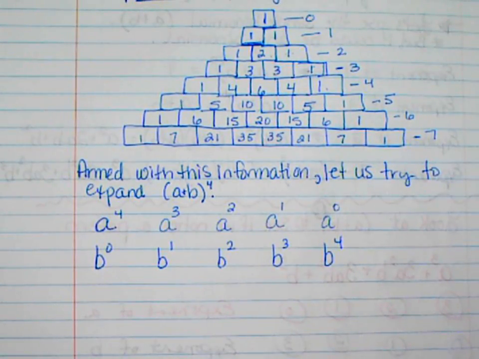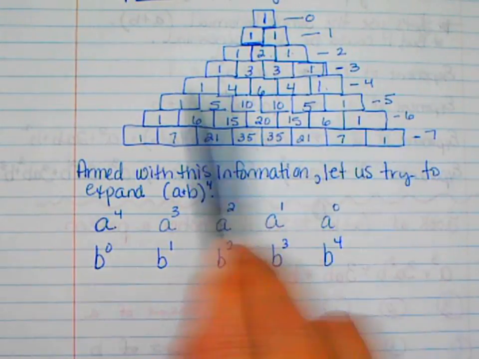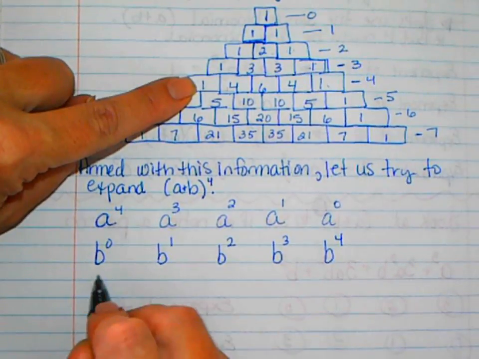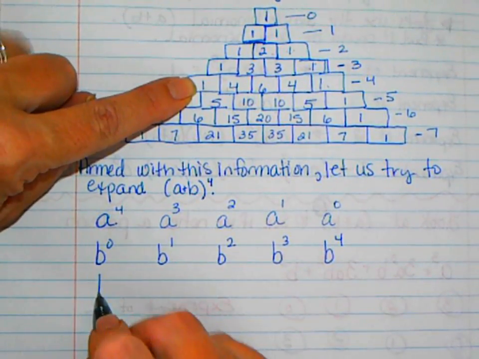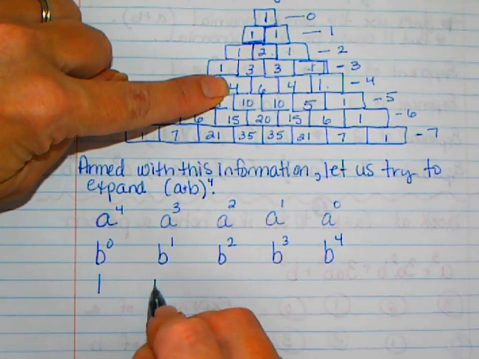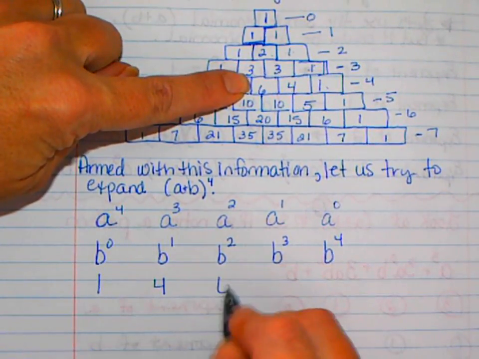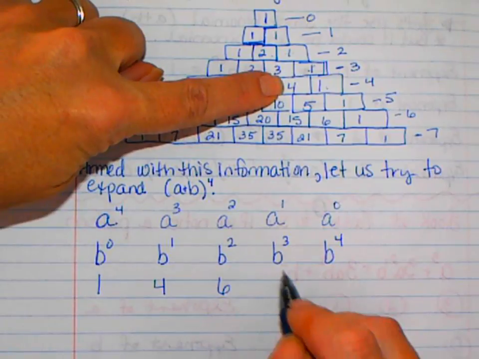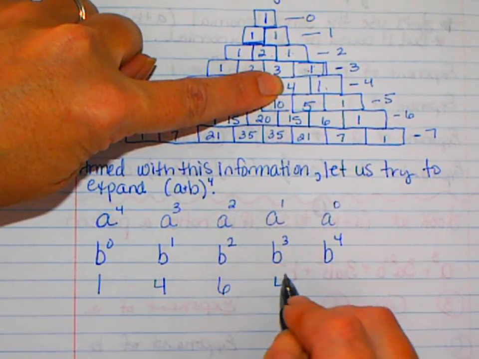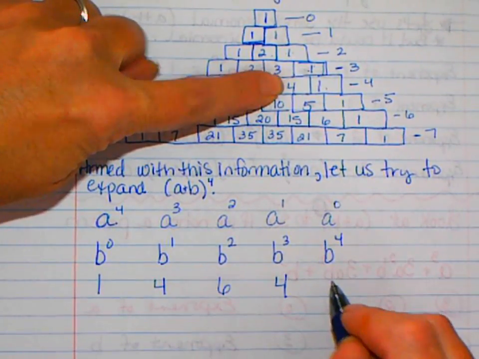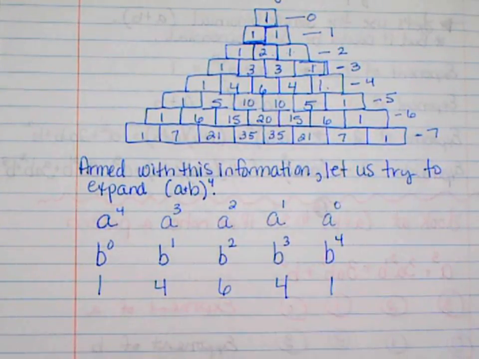Now I've got to look at my coefficients. What row am I going to go down to? Row 4, right? So my first term will have a coefficient of 1. My second term will have a coefficient of 4. My third term will have a coefficient of 6. My fourth term will have a coefficient of 4. And then my last term will have a coefficient of 1.